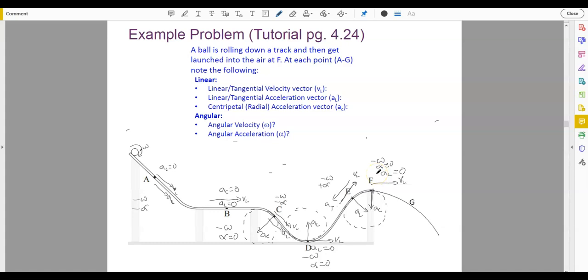All right, now it's launched in the air, and now it's moved to G. At G, it looks like it's moving down and to the right. And it will have a negative omega because it'll still be spinning as it's in the air. It's not going to come to a stop. And this is going to be interesting on how I have to do this. But it will have a down and to the left centripetal acceleration vector. If you imagine G as one big circle, right?